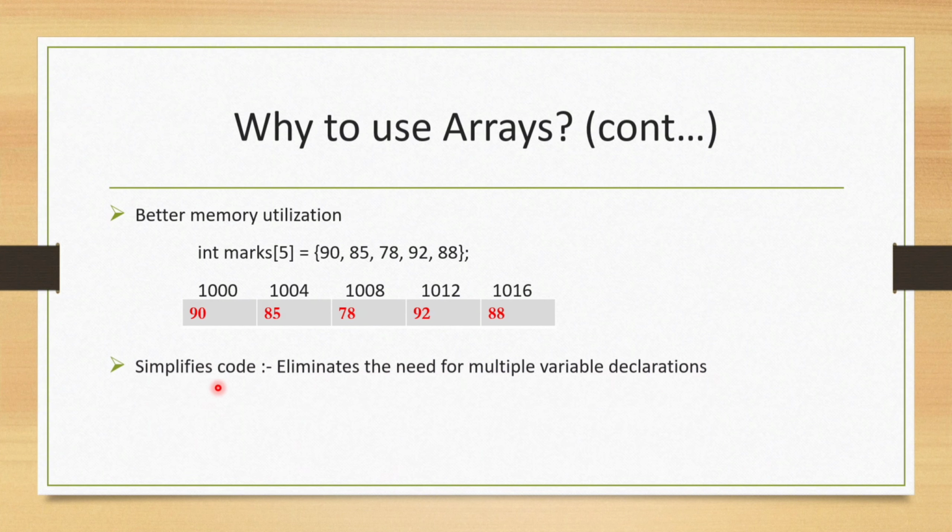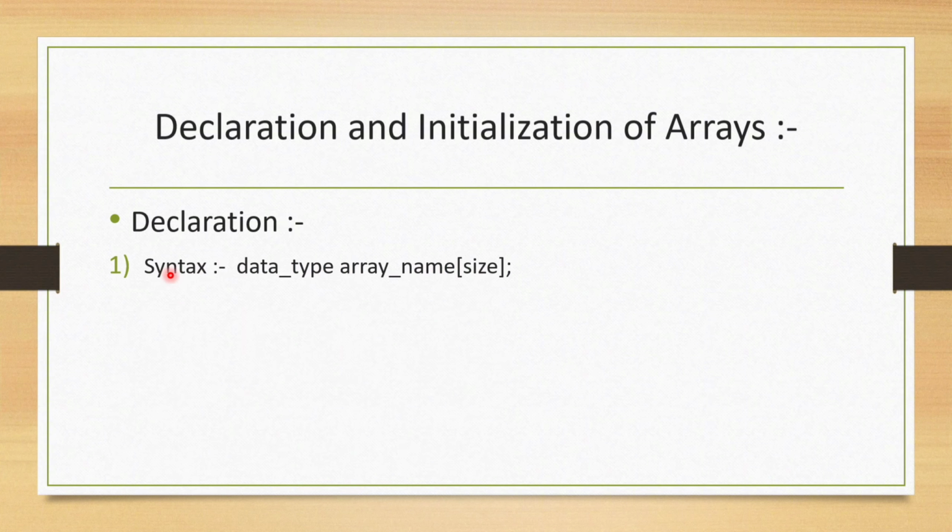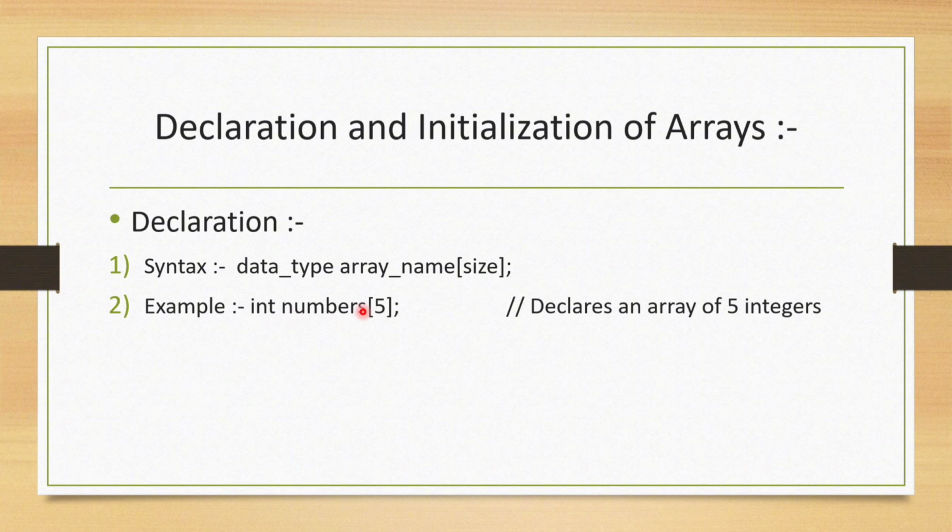Next we have simplified code, which eliminates the need of multiple variable declarations. In an array we need to declare only a single variable which can store different values. Next we have declaration and initialization of an array. Declaration: first we will see the syntax of declaration: data type, array name and size. Next we will see an example, int numbers[5], where int is the data type, numbers is the array name and 5 is the size of the array.